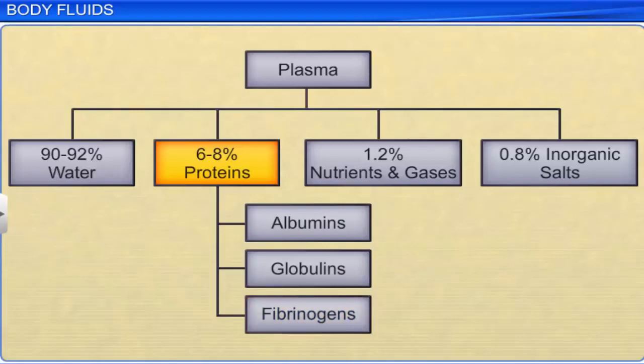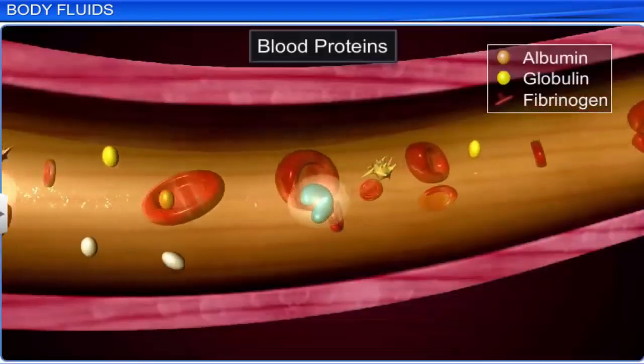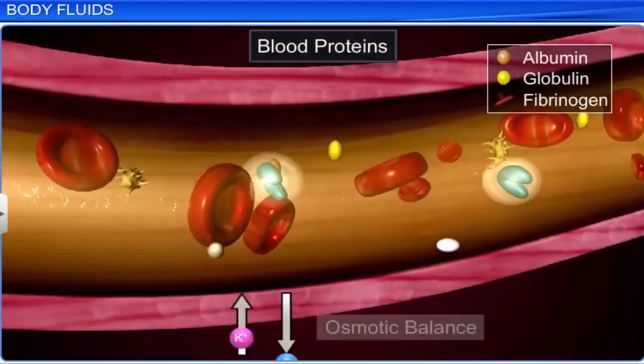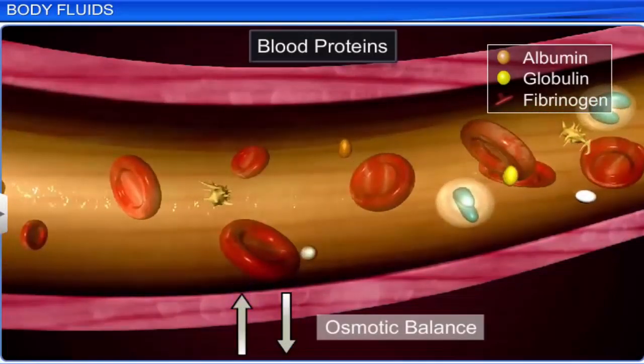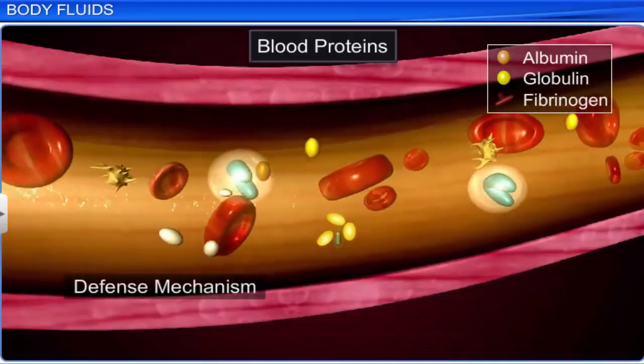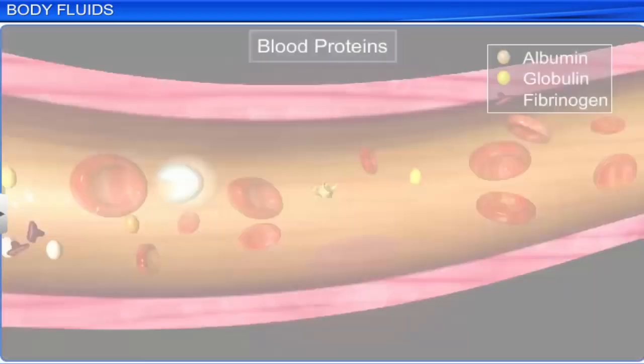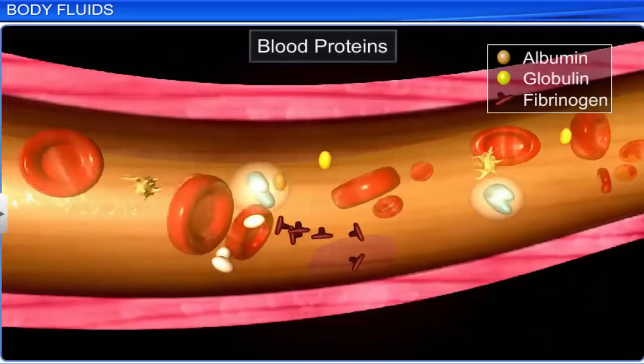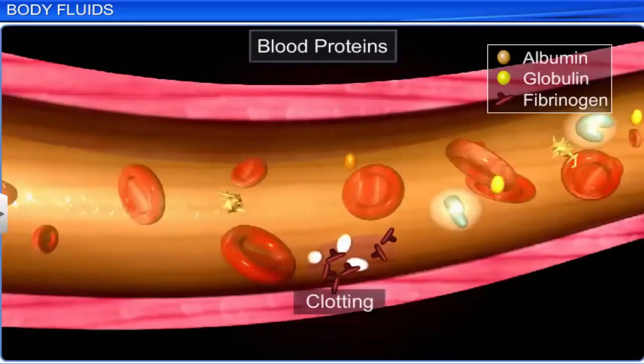Each type of protein performs a specific function. For example, albumins maintain the osmotic balance by transporting minerals in and out of the blood. Globulins help in the body's defense mechanism, while fibrinogens are crucial for the clotting of blood.